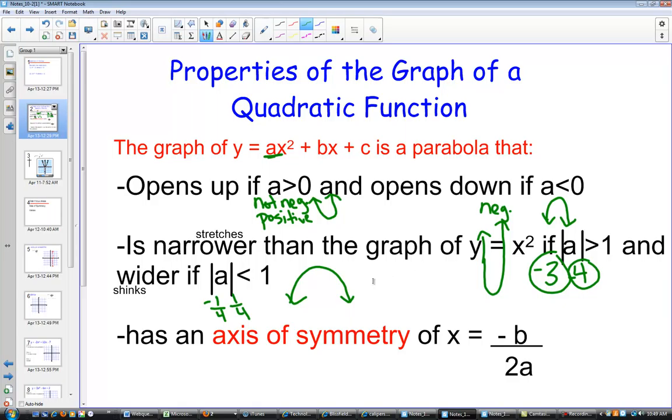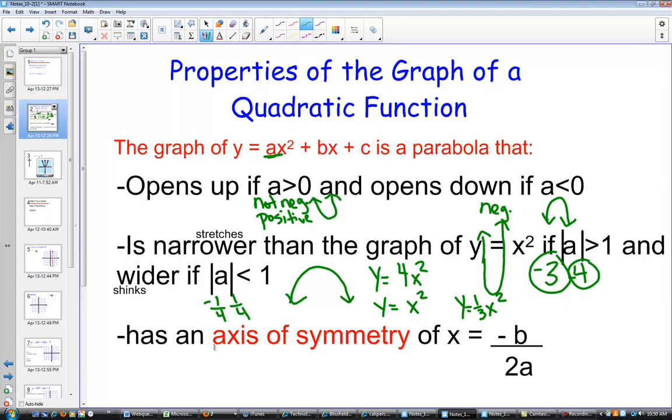If I was to give you a little pop quiz, y equals 4x squared, is this going to be narrower or wider than the parent graph? The parent graph is just the normal y equals x squared. The 4 is going to stretch it, so it's going to make it narrower or skinnier. If I did y equals 1/3 x squared, that's going to open up because it's positive, and it's going to shrink it or make the parabola wider.